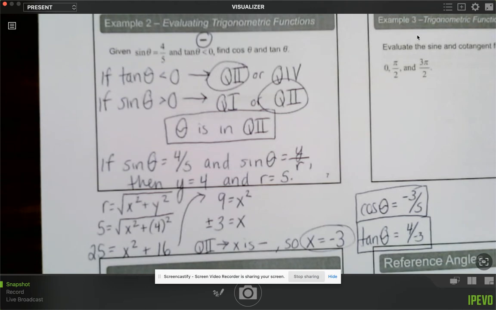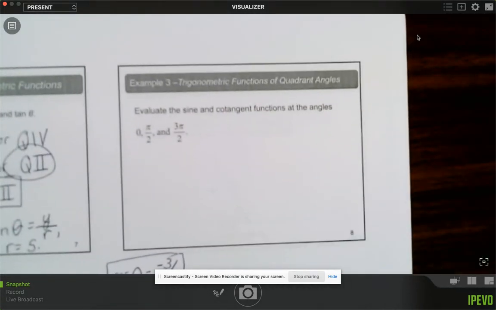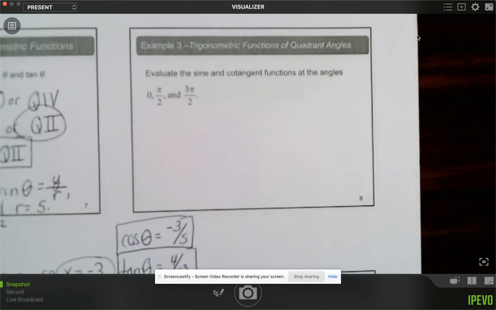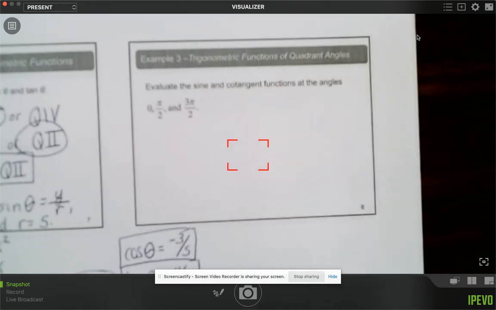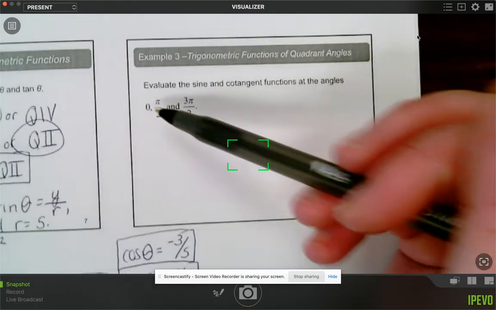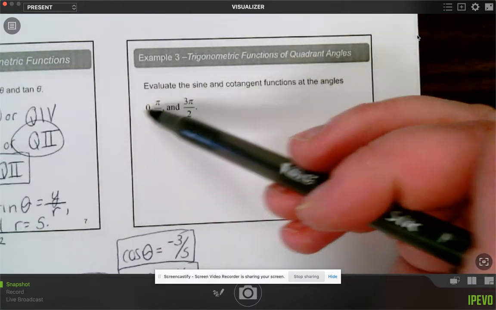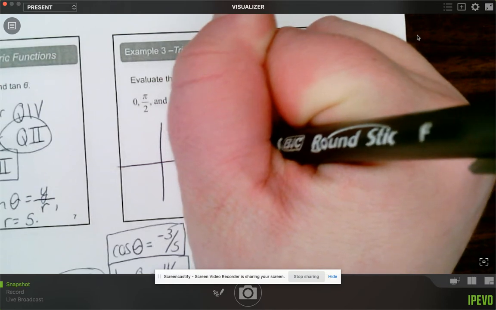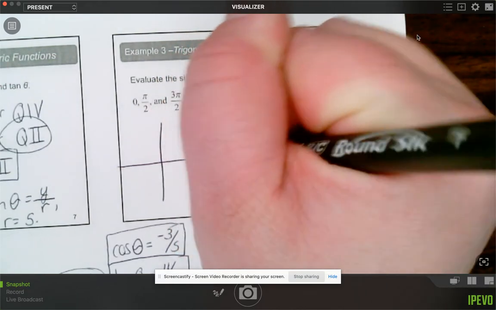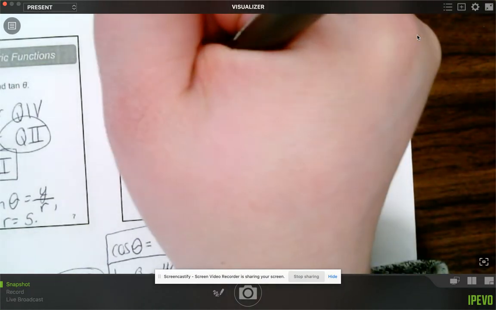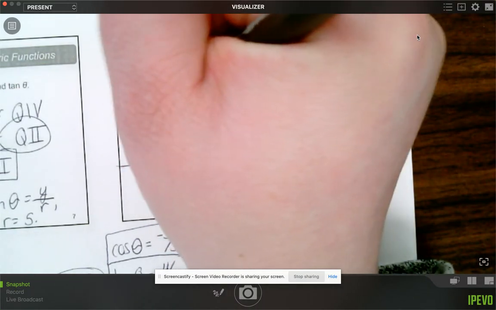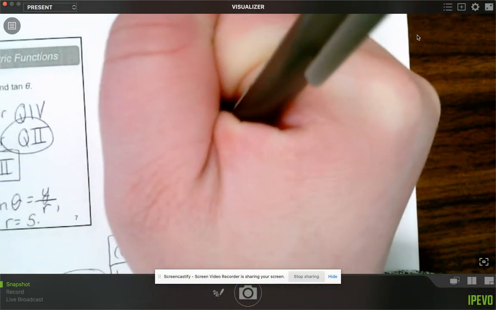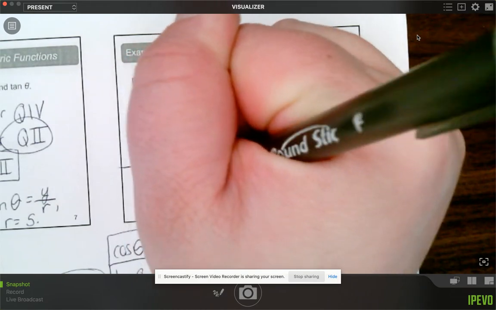Okay. Example 3. Evaluate the sine and cotangent functions at the angles. These three angles are all on, if I look at the coordinate plane, here's 0. That's the point 1, 0. This is pi over 2. That's the ordered pair 0, 1. And down here is 3 pi over 2. And that's the ordered pair 0, negative 1.